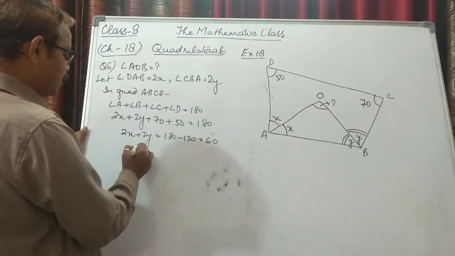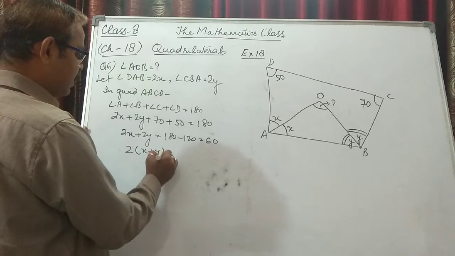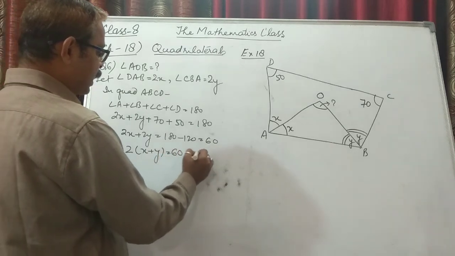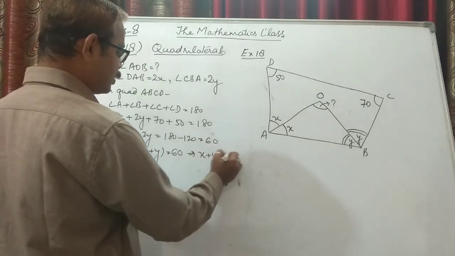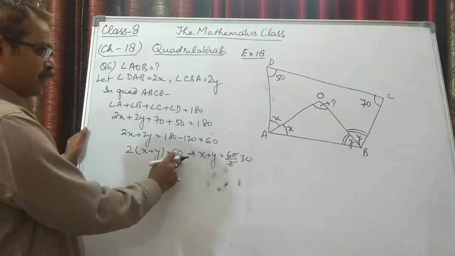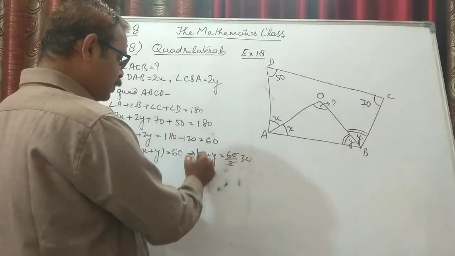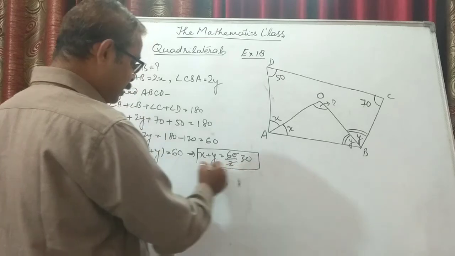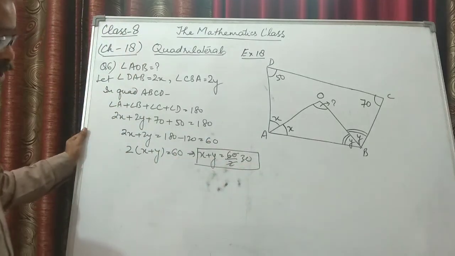If you take 2 common from these two, x plus y is equal to 60 upon 2. 2 30s are 60. This 2 comes in division. So x plus y is calculated, because we will be needing this in the next part of the question.